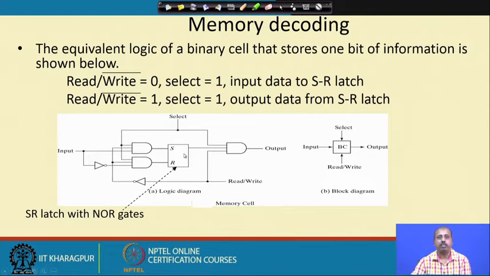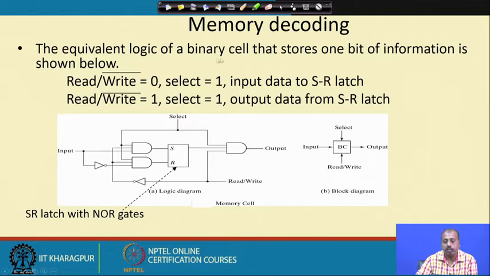SR flip flop means you have 4 NAND gates. Each NAND gate takes 4 transistors, so that will take 16 transistors. This SR flip flop itself will take 16 transistors, then we have all these AND gates, inverters, etcetera, which will take more transistors. So, this is just a logical diagram, do not take it as the actual memory diagram. From the digital logic point of view, this is the equivalent of what is happening in the memory cell.